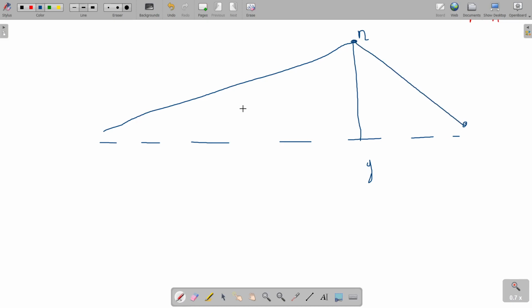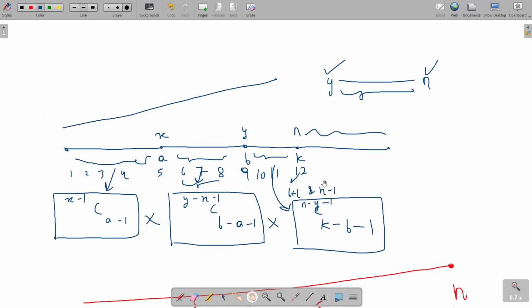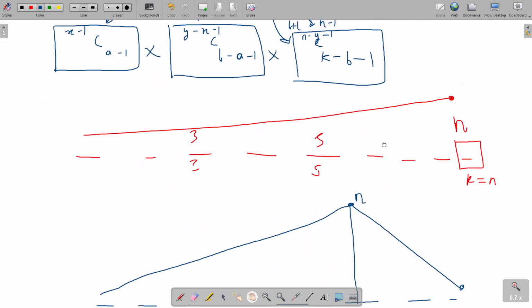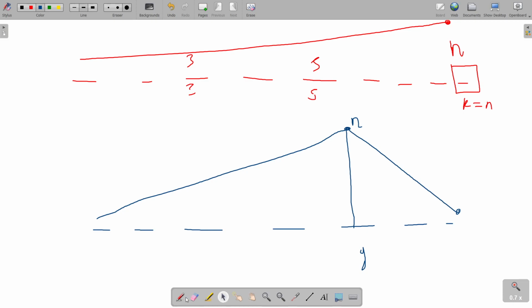So the only thing you need to do is you don't need to iterate over k, because we iterated over k to find out what were the possible values where n could be present, but now we know n is present here only. And if you had x somewhere here, you can now just simply do the combinatorics here. It would be like x minus 1 c a minus 1, and here it will be the same thing, y minus x minus 1 c b minus a minus 1, and everything else will be put here in a descending order. So that was the only thing that you had to worry about.